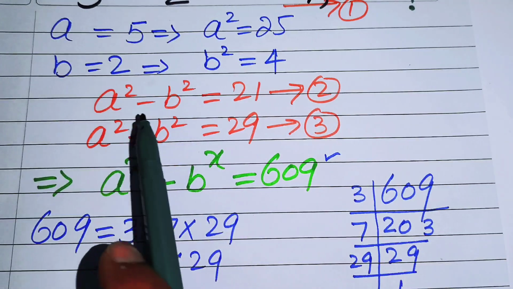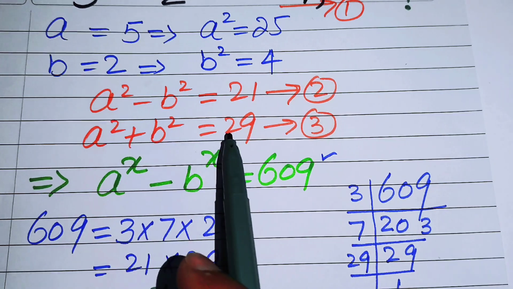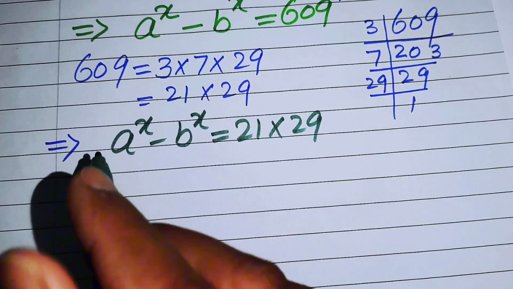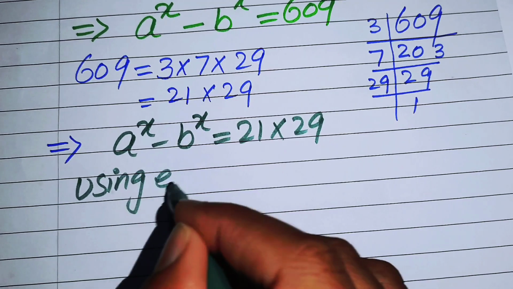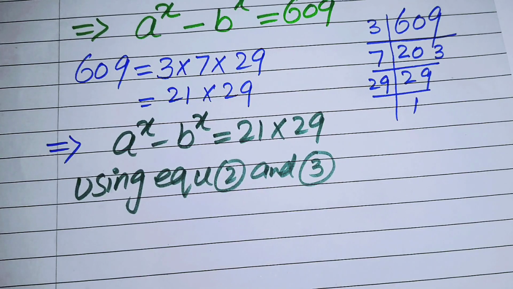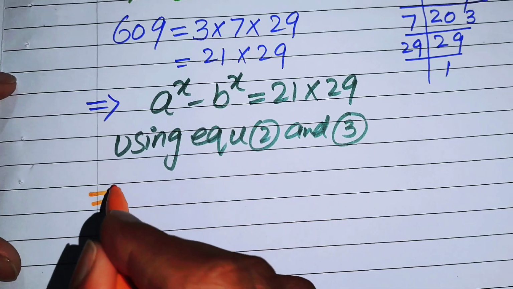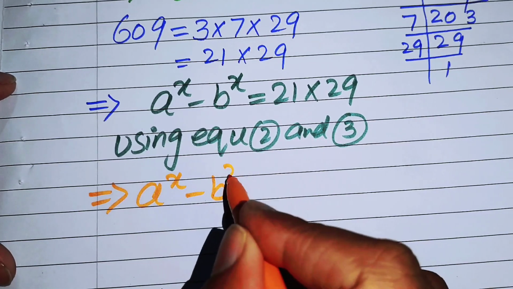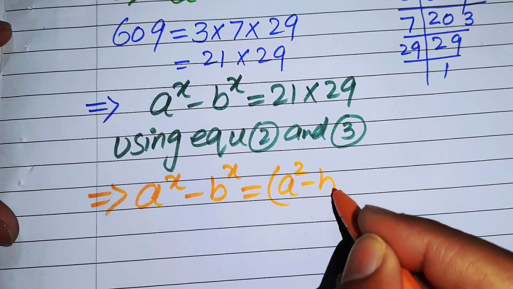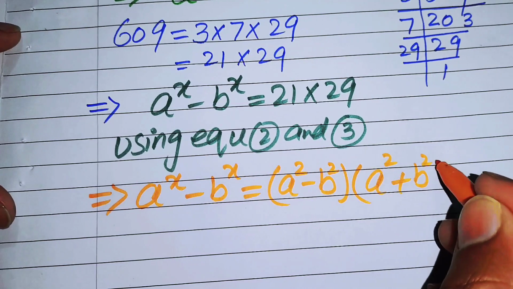In equation number 2 we have a square minus b square equals 21, and in equation 3, a square plus b square equals 29. So we put the values of 21 and 29 in this equation. Using equations 2 and 3, we substitute the values of 21 and 29 here, and we obtain a to the power of x minus b to the power of x equals 21 times 29, where 21 equals a square minus b square, and 29 is a square plus b square.